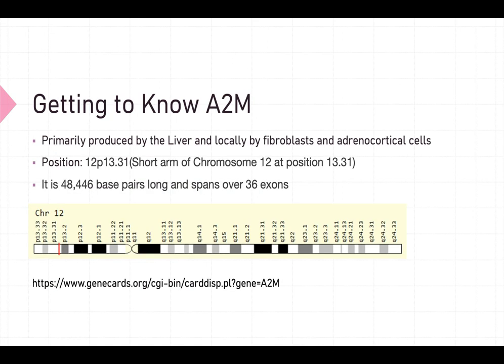of the body. So getting to know A2M, it's primarily produced by the liver and locally by fibroblasts and adrenocortical cells, which are cells of the adrenal cortex, and it's positioned at 12p, which is the short arm of chromosome 12, at position 13.31 as pictured in this slide. It is approximately 48,000 base pairs long and spans 36 exons. Exons being regions that encode for proteins and end up within an mRNA molecule.